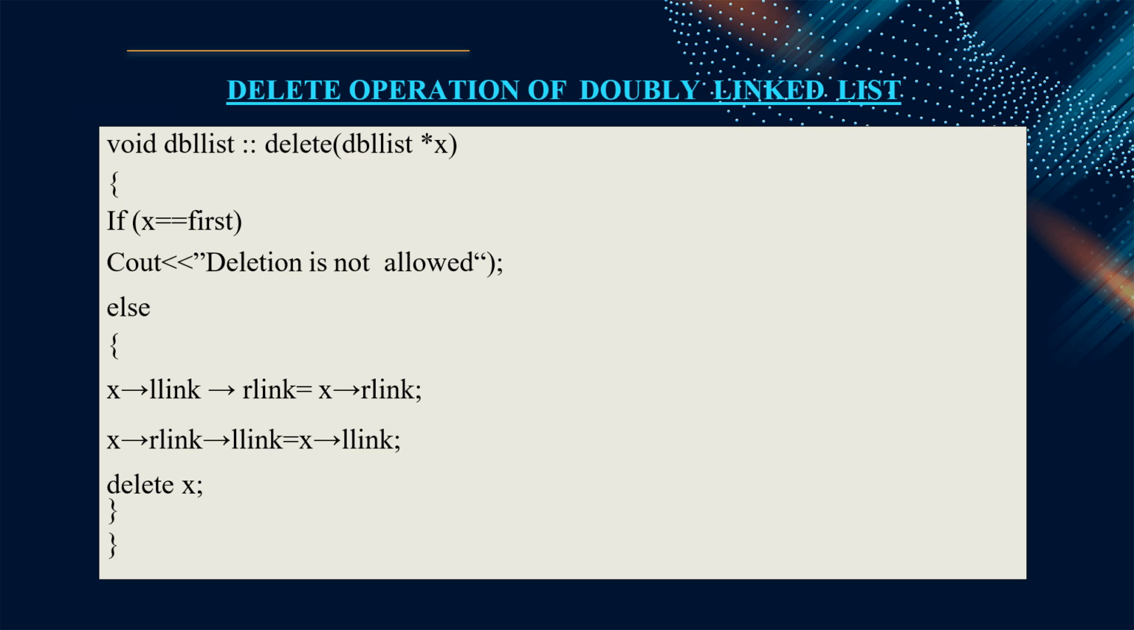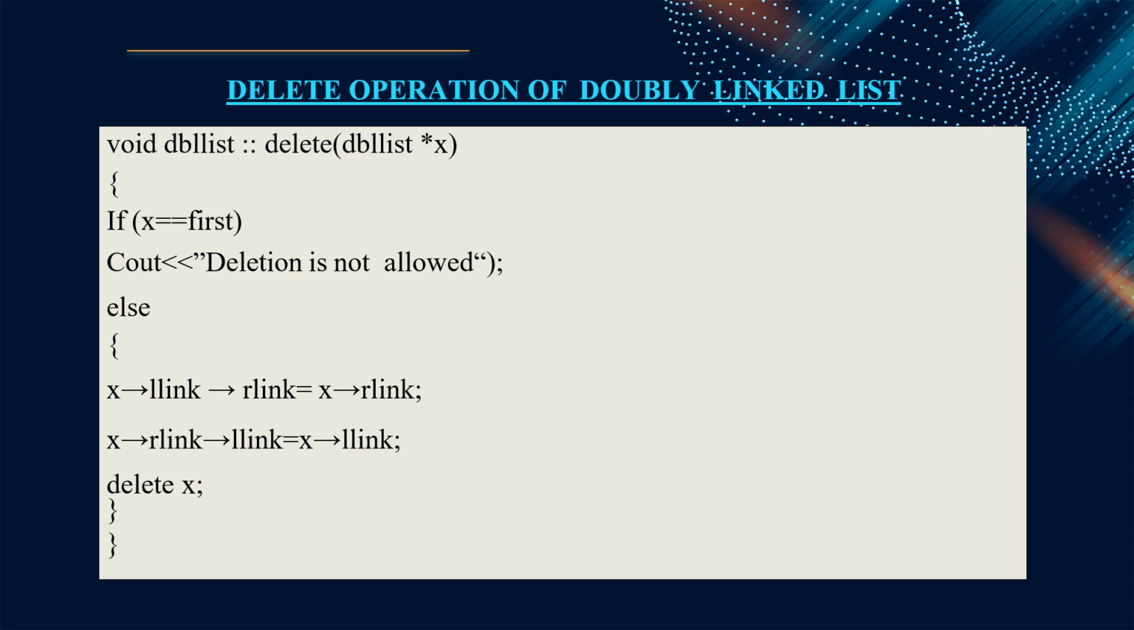Now let's take a look at the delete operation in a doubly linked list. This function is designed to remove a specific node referred to as X from the list. First, the function checks if the node to be deleted is the first node in the list. If it is, delete is not permitted and the message "delete is not allowed" is displayed. This is a safeguard to prevent deleting the head of the list without any special handling.